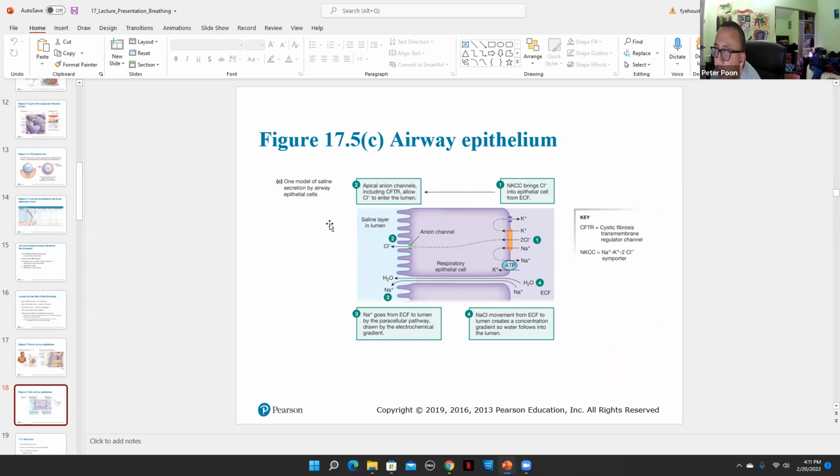The airway epithelium, the one model is secretion by airway epithelial cells. Here you have the apical ion channels, including CFTR, that allow chloride to enter the lumen. So chloride enters the lumen here. Water follows the chloride.